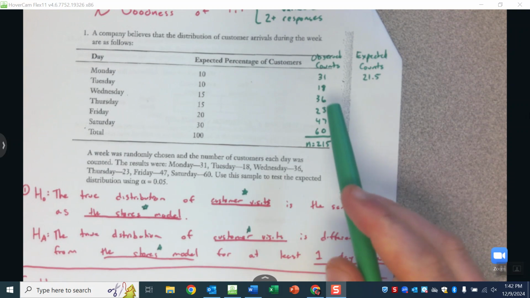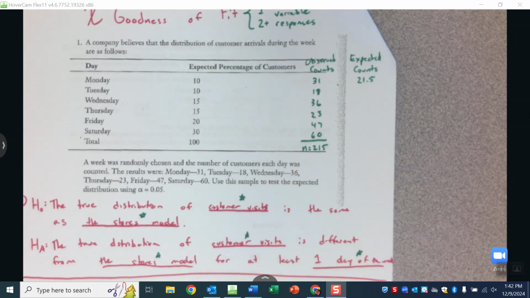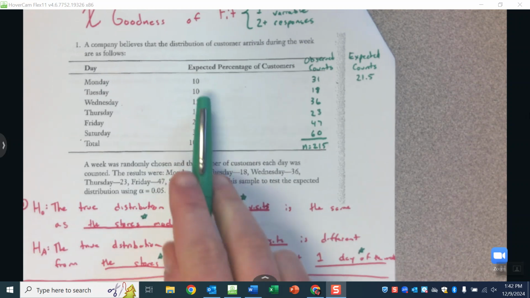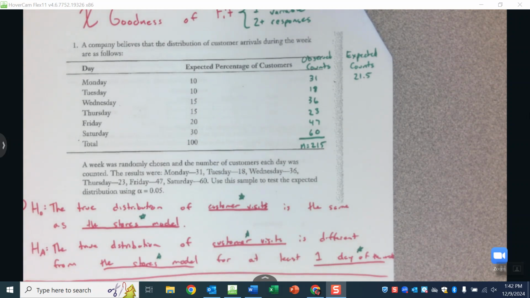Now, I understand that we can't have this many. We're just saying on average, if we were to watch this store over and over and over again on Mondays, if this was true, on average we should be averaging about 21 and a half people coming in on Monday.